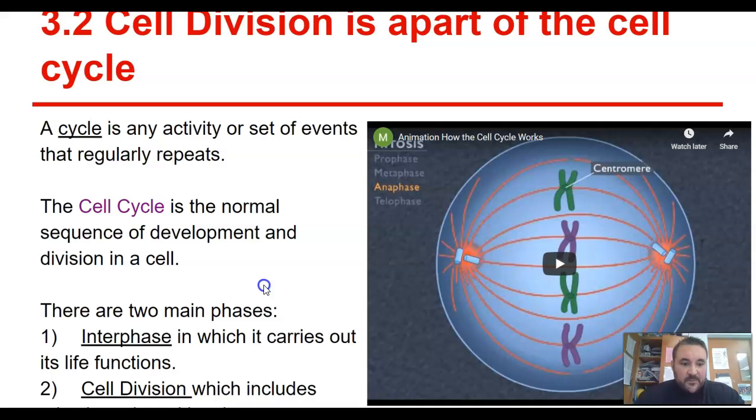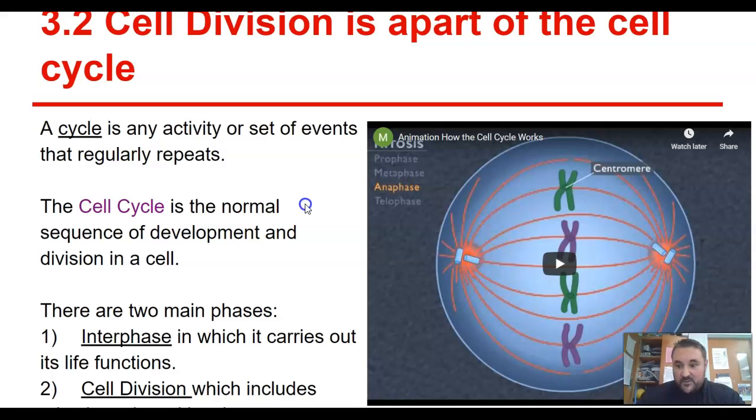Cell division is a big part of the cell cycle. We know that a cycle is anything that starts in one place and ends all the way back around. There are two areas of the cell cycle. We have interphase and then we have cell division, which we technically refer to as mitosis.